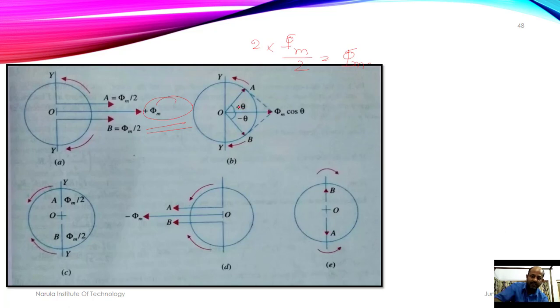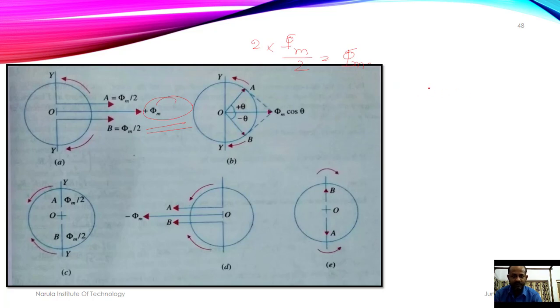So the total angle is basically 2 theta. So this is theta, this is minus theta, the total angle is 2 theta. So now each of the flux is phi m by 2, A is phi m by 2, and the resultant will be in this direction for A, and for B it is also the same.